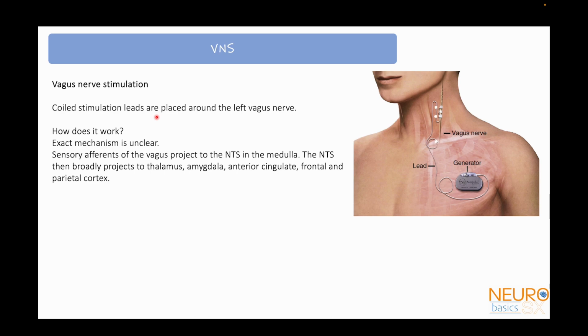Now, there are three important electrical stimulation paradigms we're going to discuss. The first one is vagus nerve stimulation. How this works is we put coiled electrodes around the left vagus nerve. We do not use the right vagus nerve because that can lead to some cardiac problems. So we use the left vagus nerve, and these electrodes are then connected to a generator which is placed in a subcutaneous pocket in the chest.